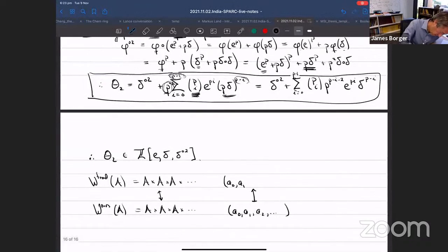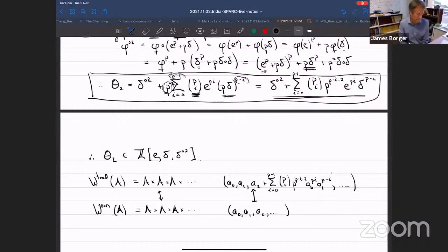So this will go to, so now I'm writing out this formula in kind of a different way. So it'll be A2 plus the sum I goes from 0 to p minus 1, p choose I, p to the p minus I minus 2, A0 to the pi, A1 to the p minus I. And then the higher components are a big mess, and probably no one in history has ever written down explicitly the polynomial that says how you go from one to the other.